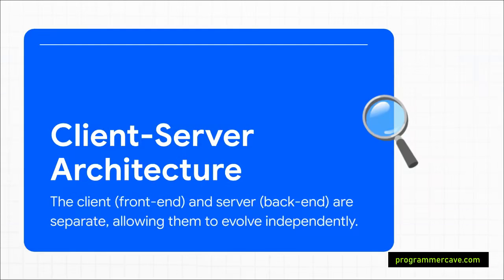First up, client-server architecture. This is a big one. It means the user interface, the client, the pretty stuff you see on the screen, is totally decoupled from the data storage, the server, the engine room in the back. The huge win here is that your front-end team can be building a slick new mobile app while the back-end team is busy optimizing the database, and they won't trip over each other. That separation lets you move way faster.